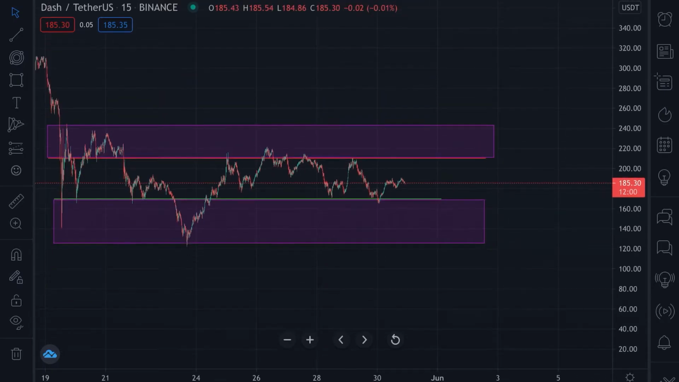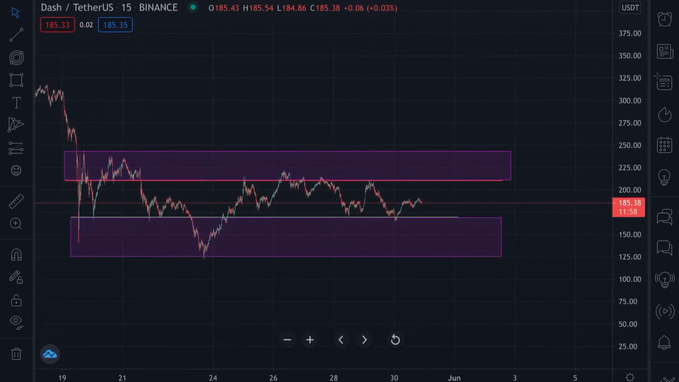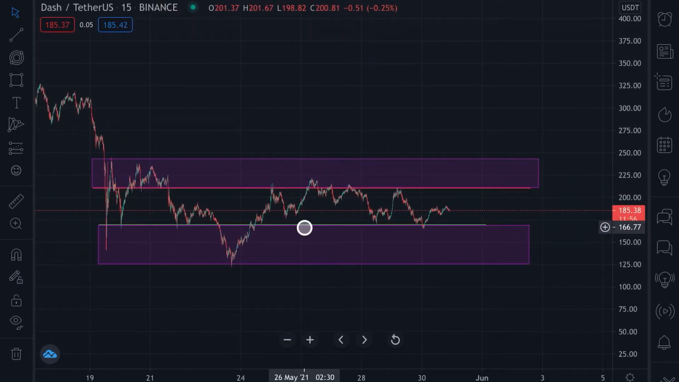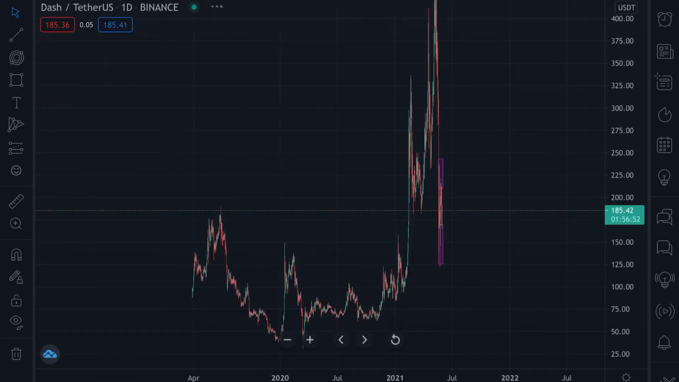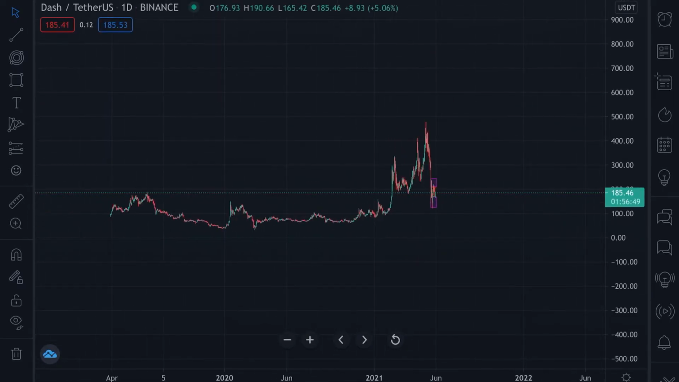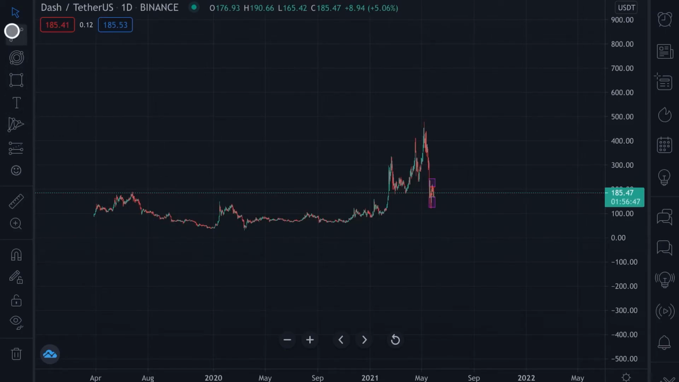Now this is the 15-minute time frame, so this zone won't be valid for much longer. It's best if you work your zones on areas on larger time frames like the daily time frame. Here we can see we have a price point where price fails to break beneath several times.